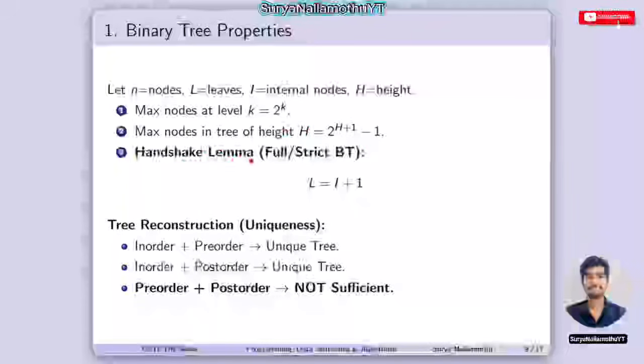And the handshake lemma. It applies to a strict binary tree. The formula is L = I + 1: the leaf nodes equal internal nodes plus 1. It is the handshake lemma. This is also one important point.